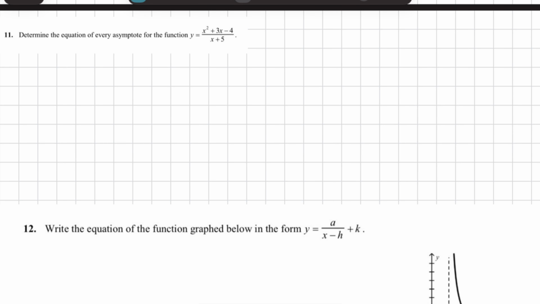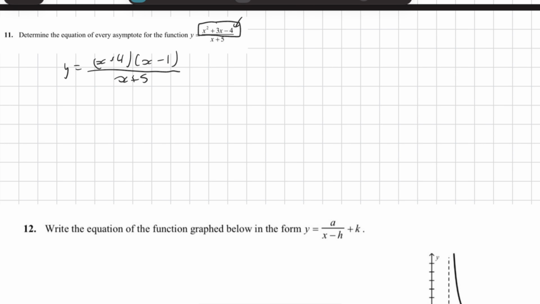Question 11. Determine the equation for every asymptote for the function y equals (x squared plus 3x minus 4) over (x plus 5). So for asymptotes, we could have a horizontal asymptote, vertical asymptote, or a slant asymptote. So we're going to have to find out. Let's simplify the top first. We need something that multiplies to equal negative 4 but adds to be plus 3. So we could do 4 and negative 1. So (x plus 4)(x minus 1), and this is all over x plus 5.